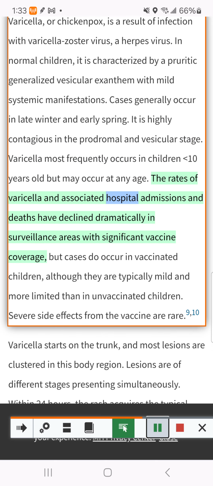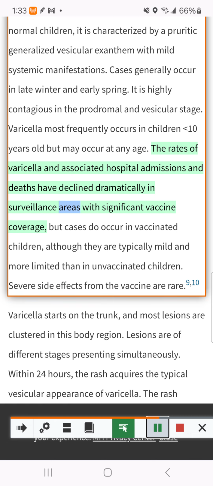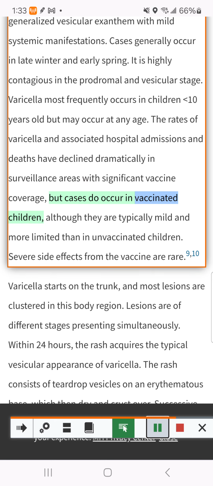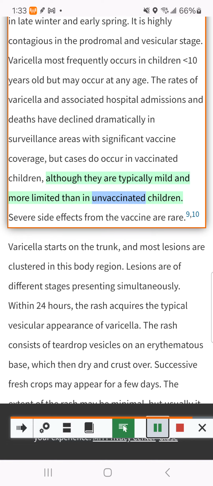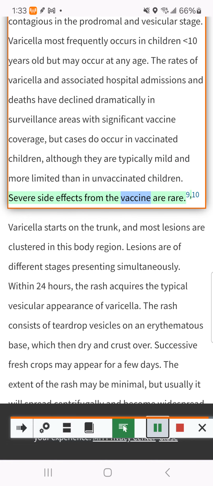The rates of varicella and associated hospital admissions and deaths have declined dramatically in surveillance areas with significant vaccine coverage, but cases do occur in vaccinated children, although they are typically mild and more limited than in unvaccinated children. Severe side effects from the vaccine are rare.